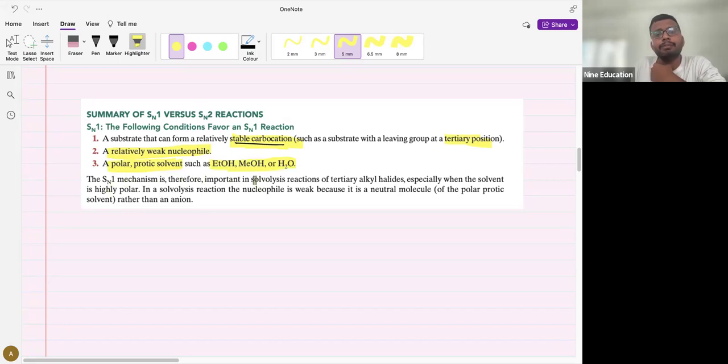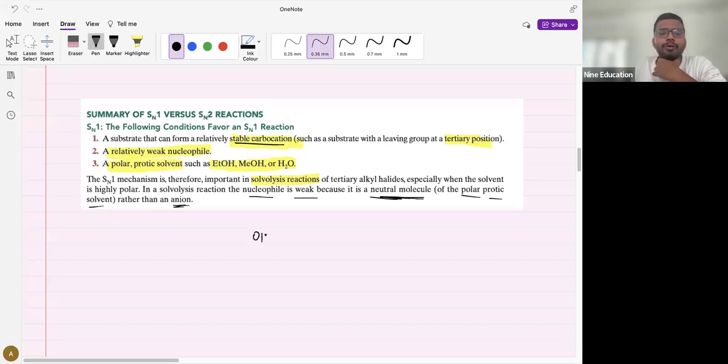The SN1 mechanism is important in solvolysis reactions. We said SN1 is also a solvolysis reaction. In solvolysis, the nucleophile is weak, therefore it is a neutral molecule. Mostly the nucleophiles used are neutral molecules of the polar protic solvent rather than anions. Let's say I have OH minus and H2O: I can use OH minus in an SN2 reaction, but I can also use H2O, which is a weaker nucleophile than OH minus, for my SN1 reaction.